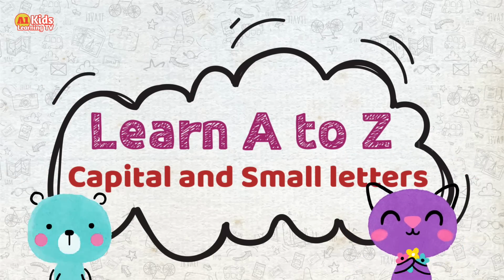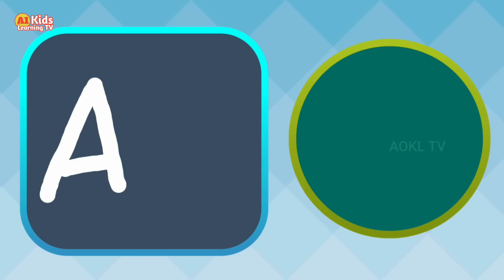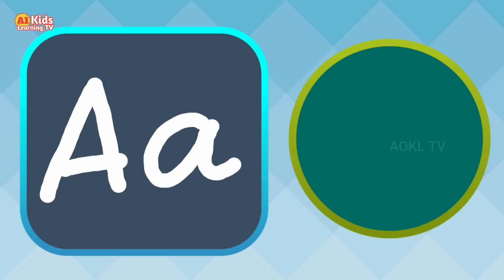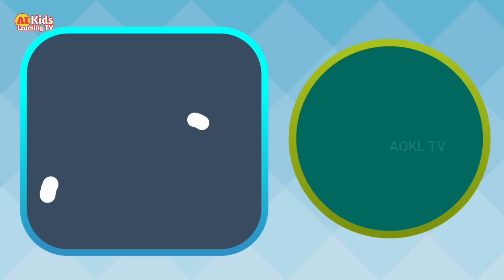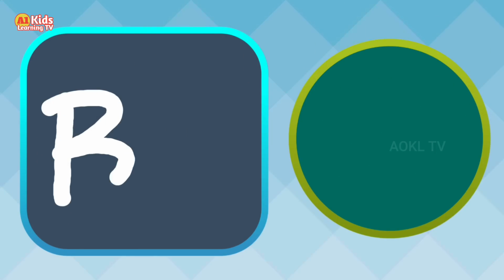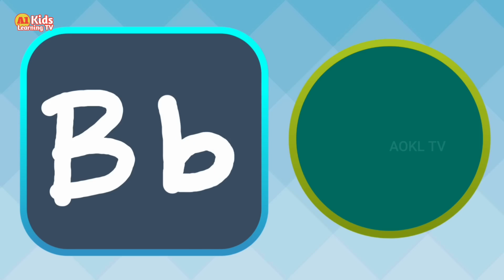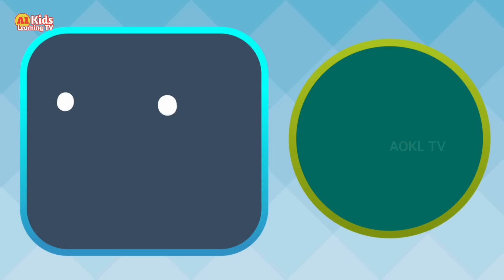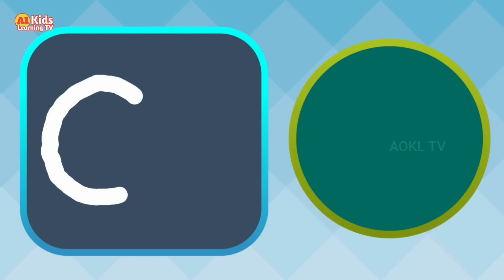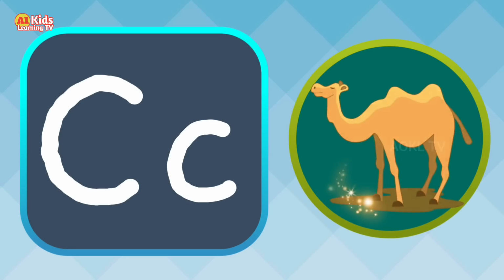Capital and small letter. This is capital A. This is small a. A for apple. This is capital B. This is small b. B for bicycle. This is capital C. This is small c. C for camel.